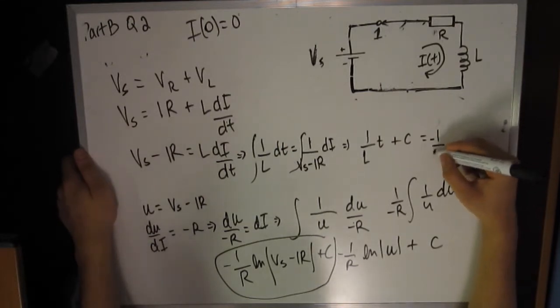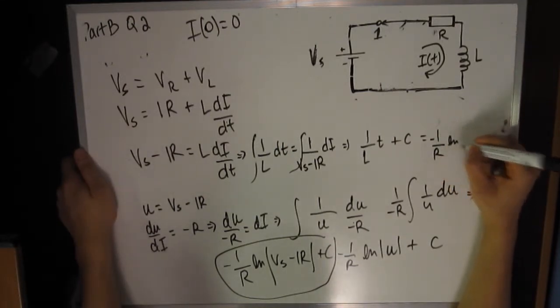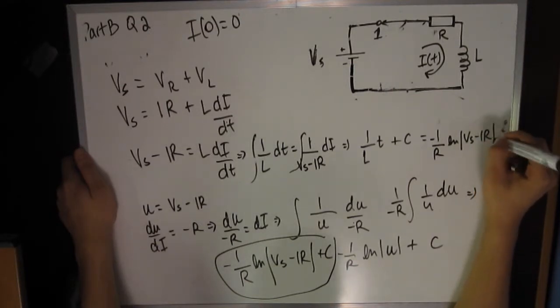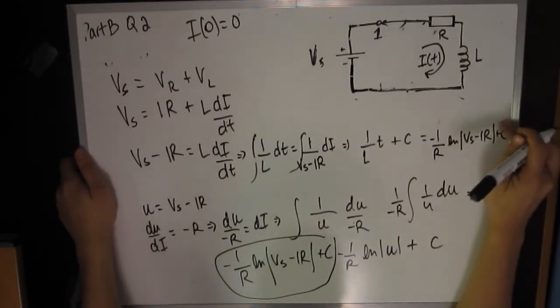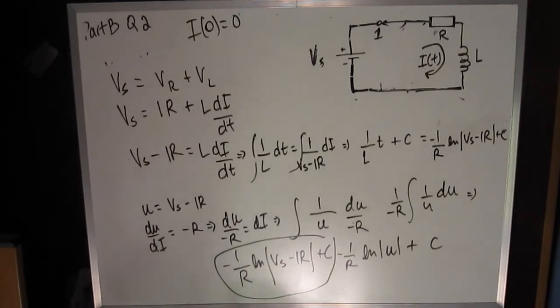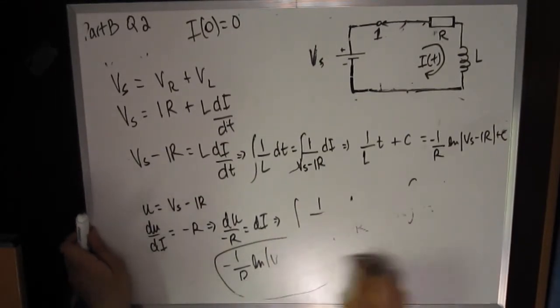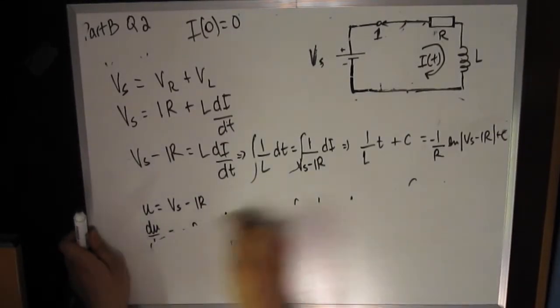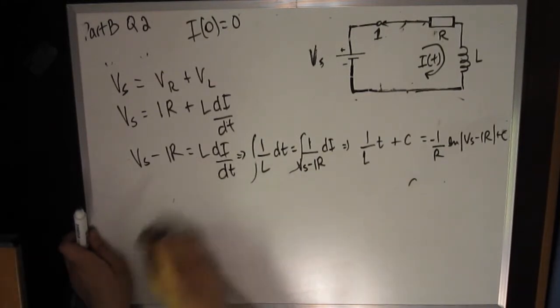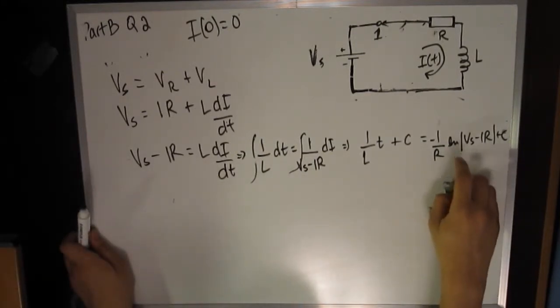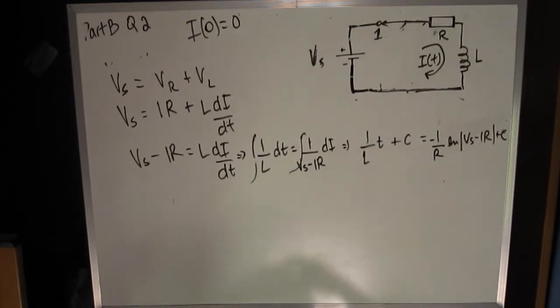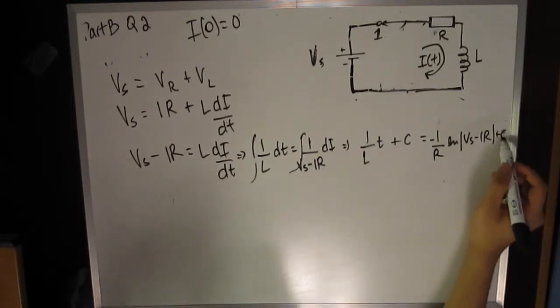Minus r ln Vs minus IR plus c. Now what we're going to be doing is taking the exponential of both sides, and to do that, before we do that actually, you probably want to get everything to one side except the ln, so you can cancel the ln out directly. So what we can do is get the c to the other side.